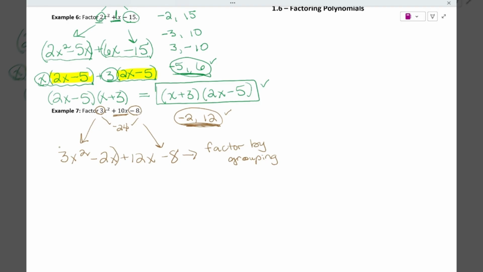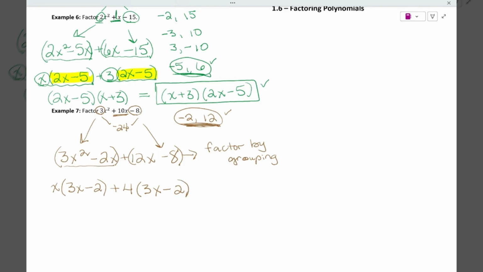Okay, first 2 terms are grouped, next 2 terms are grouped. 3x squared minus 2x have an x in common. 3x squared, when that divides by x, leaves me 3x. 2x, when that divides by x, leaves me 2. That's what I get there. 12x minus 8, those two numbers have a 4 in common. So that's the GCF I pull out there. 12x divided by 4 is 3x, and 8 divided by 4 is 2, minus 2.